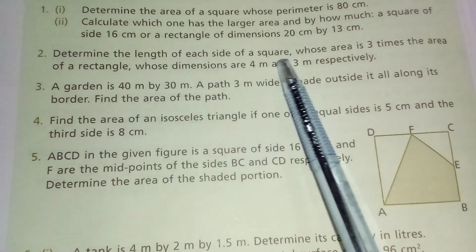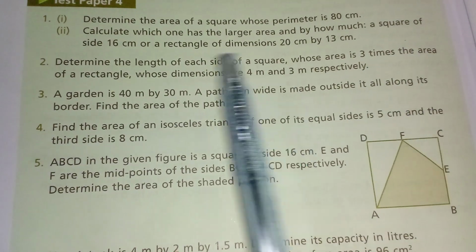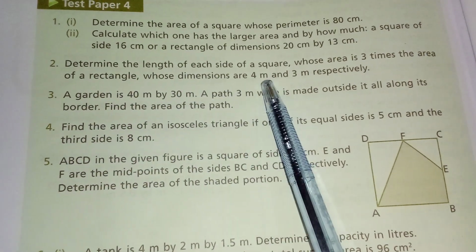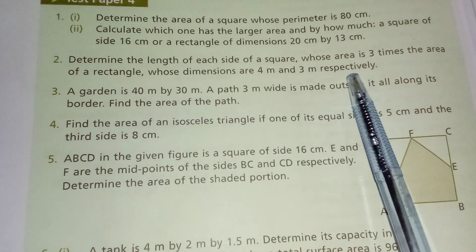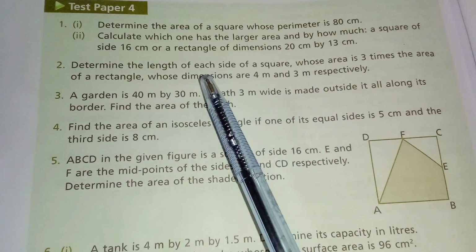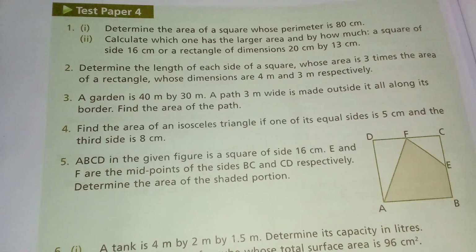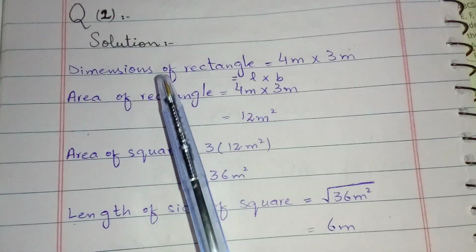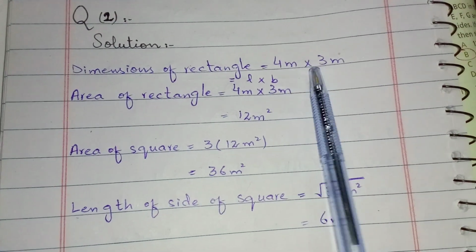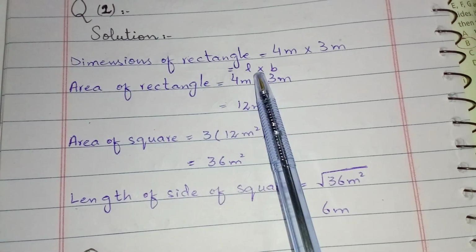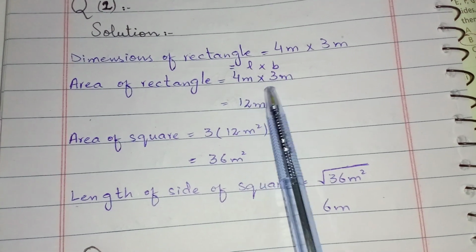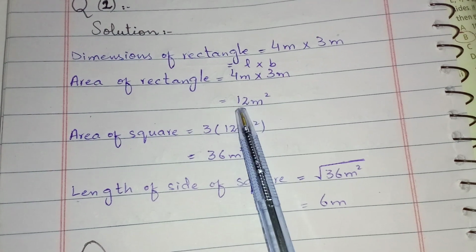Determine the length of each side of a sphere whose area is 3 times the area of a rectangle whose dimensions are 4 meter and 3 meter respectively. So students, first of all, we have to find the area of the rectangle, then we have to find the area of the sphere. Dimensions of rectangle is 4 meter multiplied by 3 meter, and area of rectangle is length multiplied by breadth.